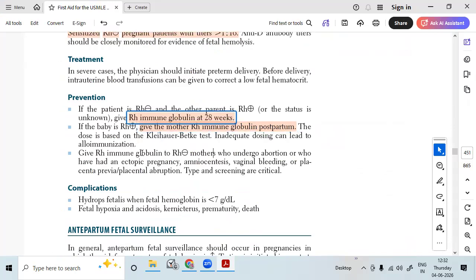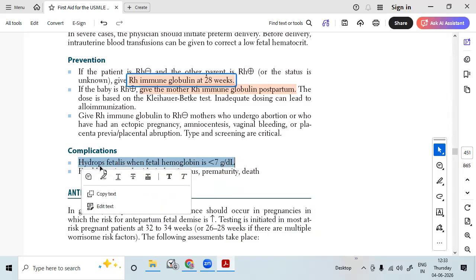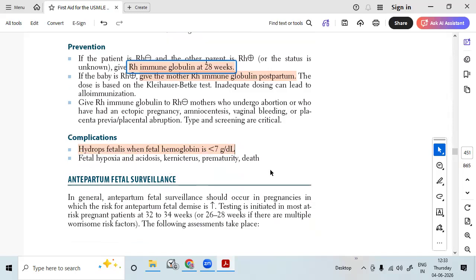Give Rh immunoglobulin to Rh negative mothers who undergo abortion or who have had an ectopic pregnancy, amniocentesis, vaginal bleeding, or placenta previa or placental abruption. Type and screening are critical. Hydrops fetalis, the complications when fetal hemoglobin is less than 7 gram per deciliter: fetal hypoxia and acidosis, kernicterus, prematurity, and death.